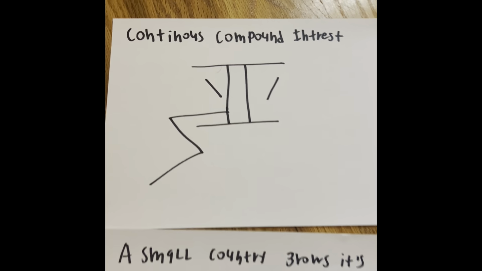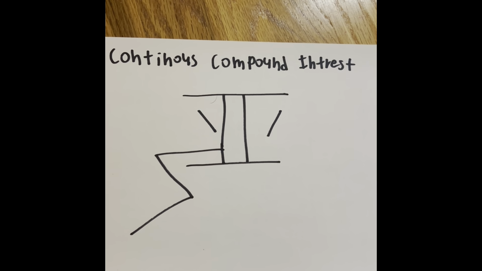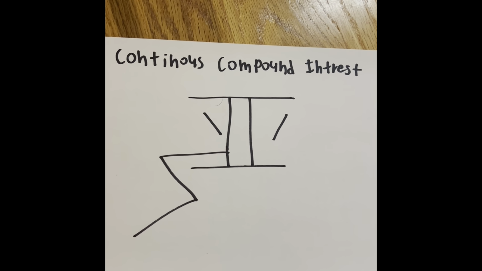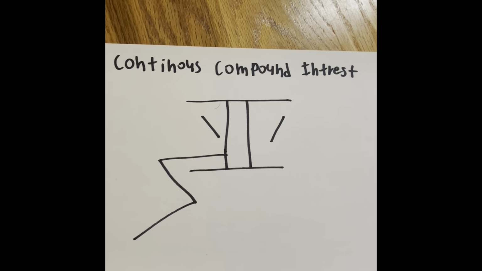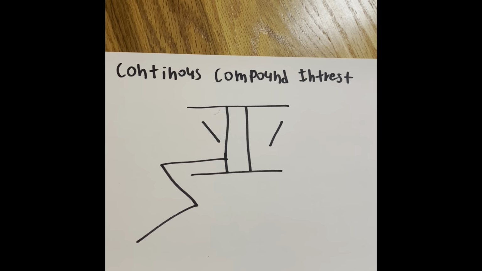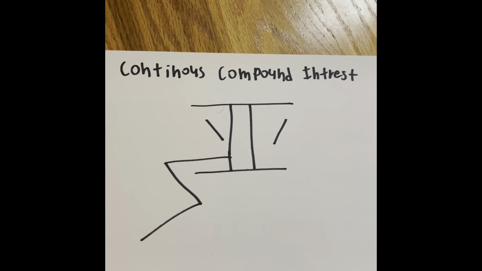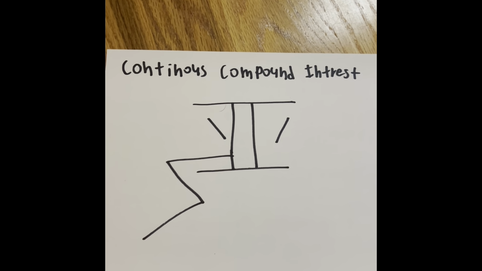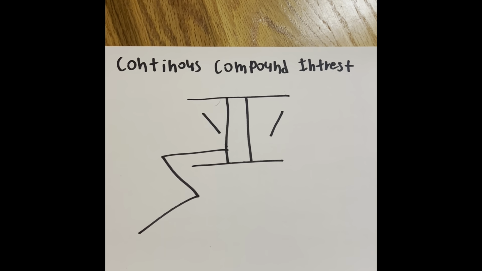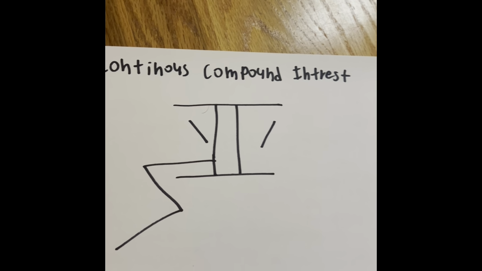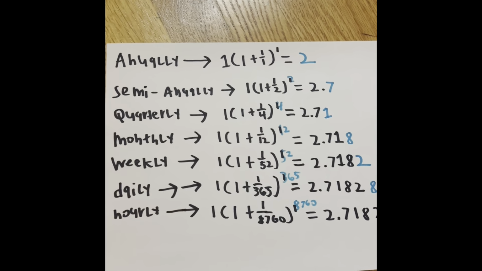So right over here, we're going to try to learn a new formula and help us understand how we are going to calculate and get this problem done. And how are we going to calculate compound interest that's continuously happening on and on and on. So we are going to look at a pattern. And yeah, here is the pattern.